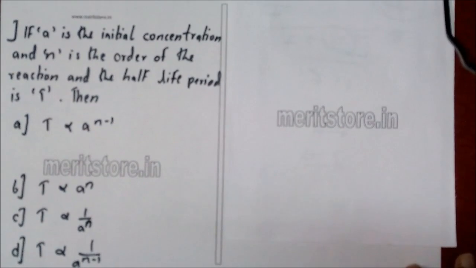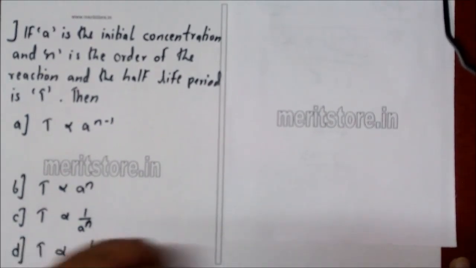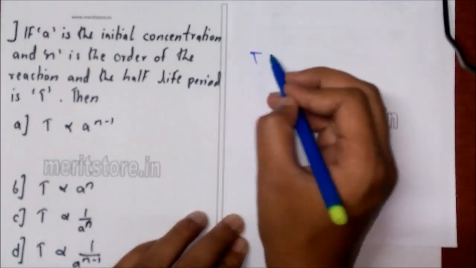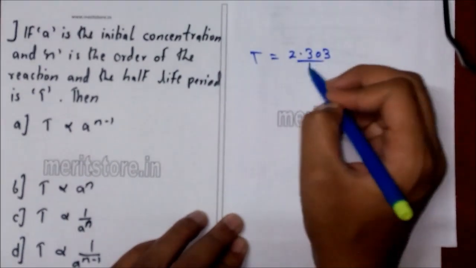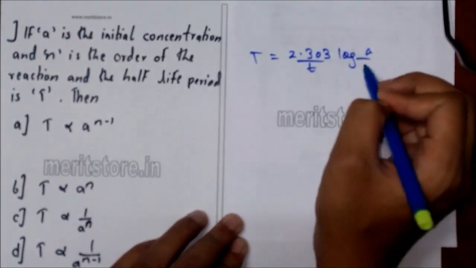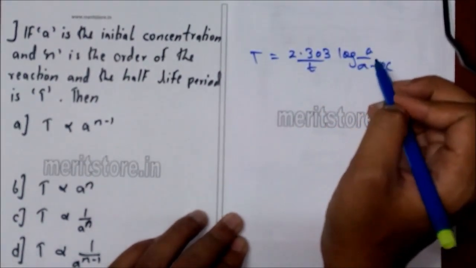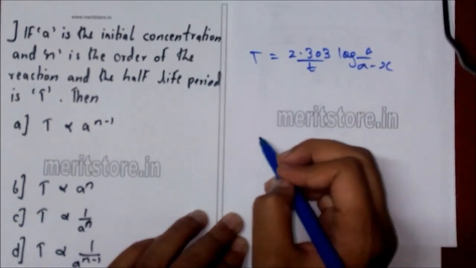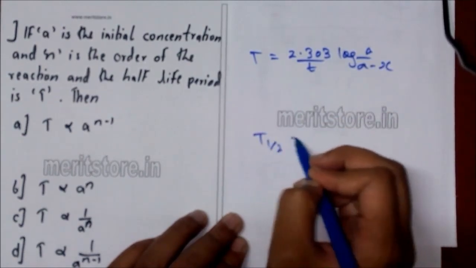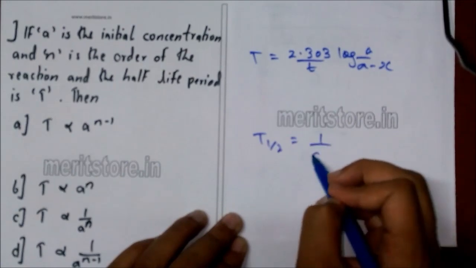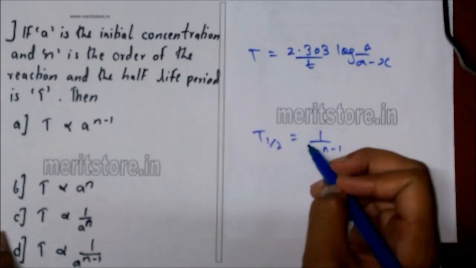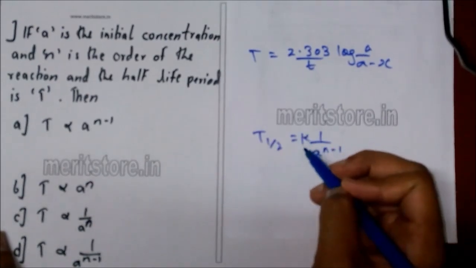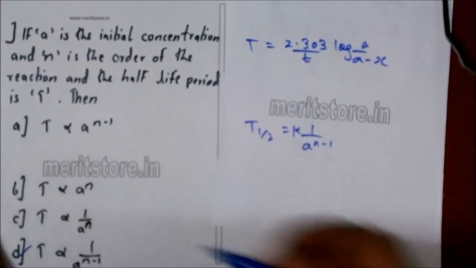If A is the initial concentration, n is the order of the reaction, the half-life period T is given by 2.303 upon T log of A upon A minus X, where A is the initial concentration. On solving, we get T half is equal to 1 upon A raised to n minus 1. We have to put a constant sign as we equate it. So option D is the correct answer.